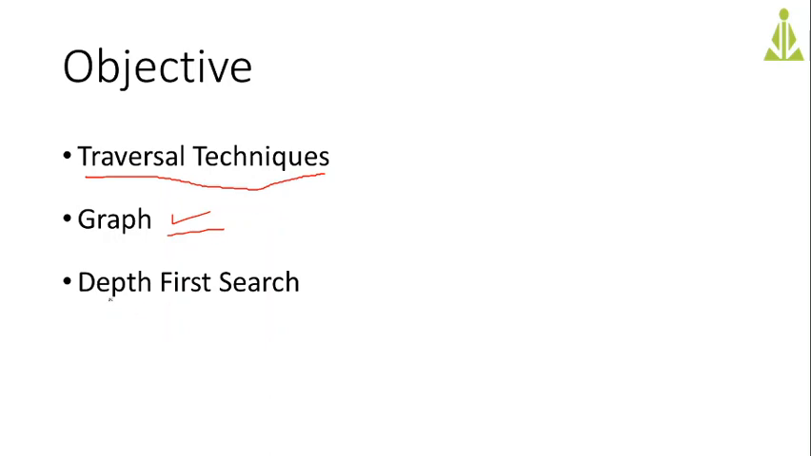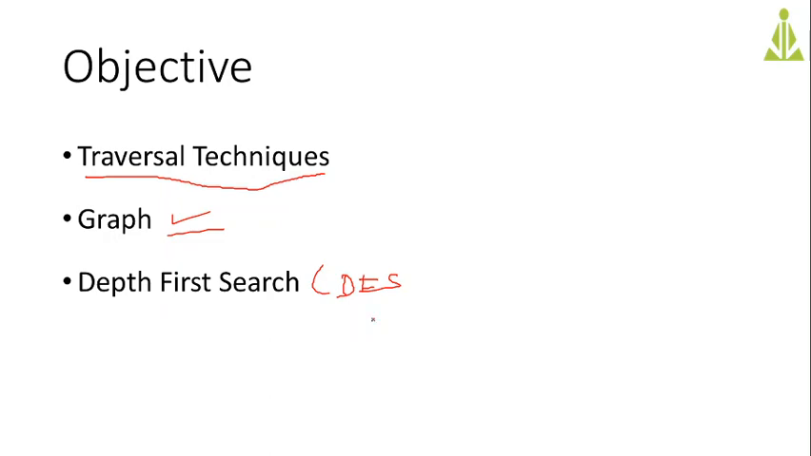DFS is the short form of depth first search. In the graph, it will go into the depth of the graph and get the value first.